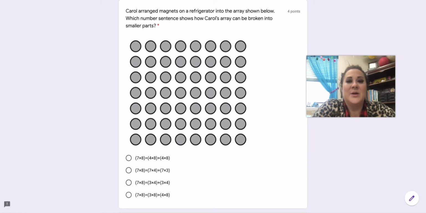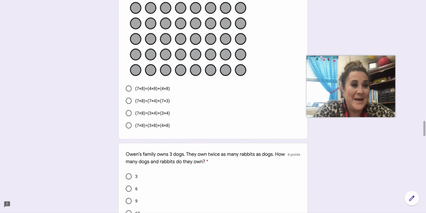Carol arranged magnets on a refrigerator into the array shown below. Which number sentence shows how Carol's array can be broken into smaller parts? The distributive property is going to come in handy for that one.